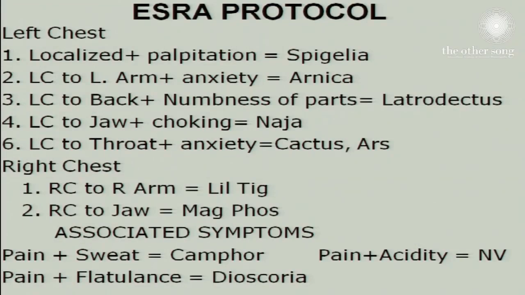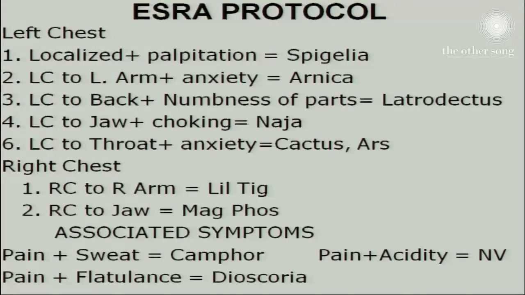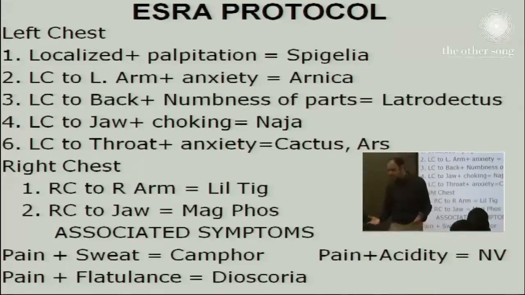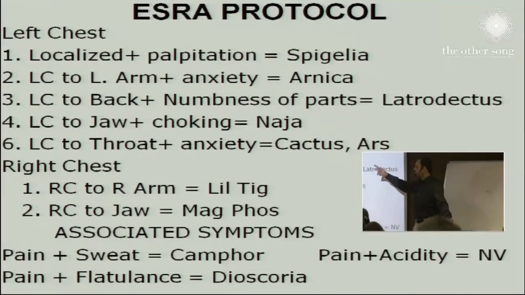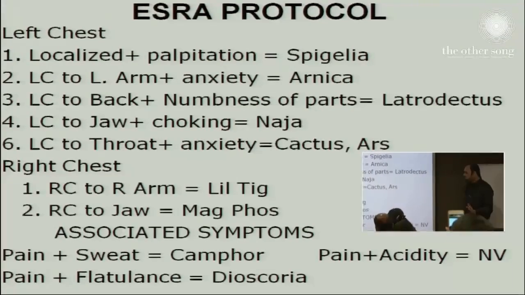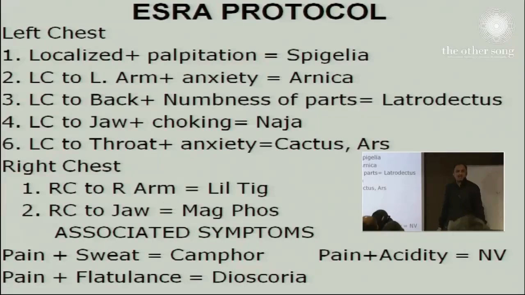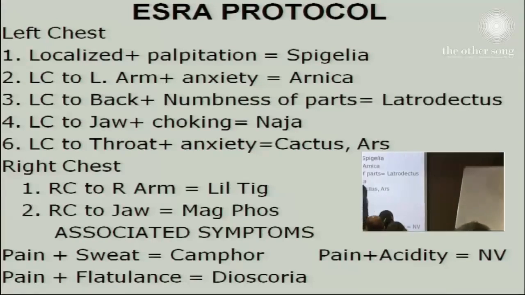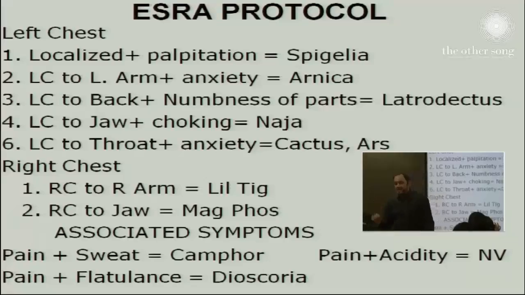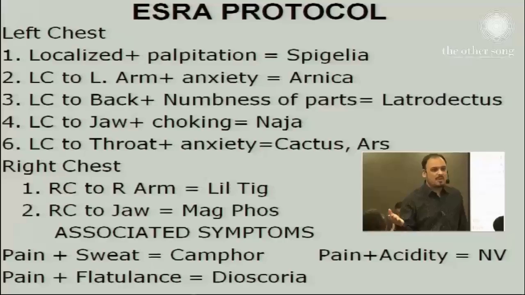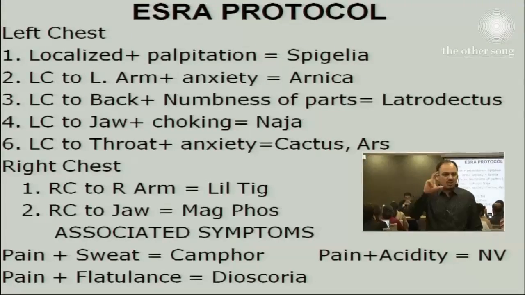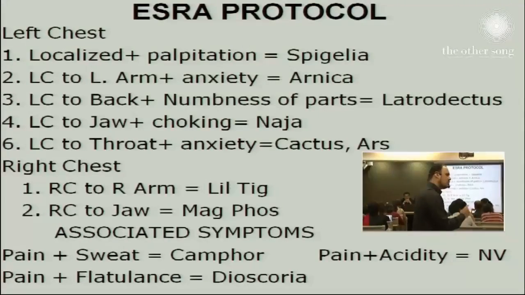That is a site. So localized chest, and mind you, friends, angina is not only on the left side. It is on the right side also. Lilium tigrinum is a remedy for right-sided angina pectoris. Localized chest pain with palpitation is Spigelia. Left chest pain radiating to the left arm along with anxiety is Arnica. And this is called Heberden's angina or classical angina. That is the reason why we call Arnica the Sorbitrate of homeopathy. If you want to replace Sorbitrate, just give him a bottle of Arnica 30 or 6 and take it SOS.